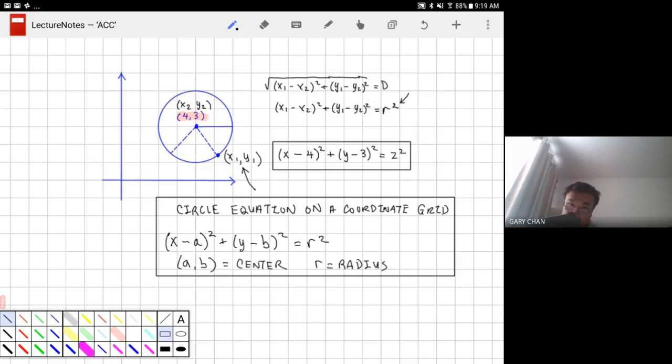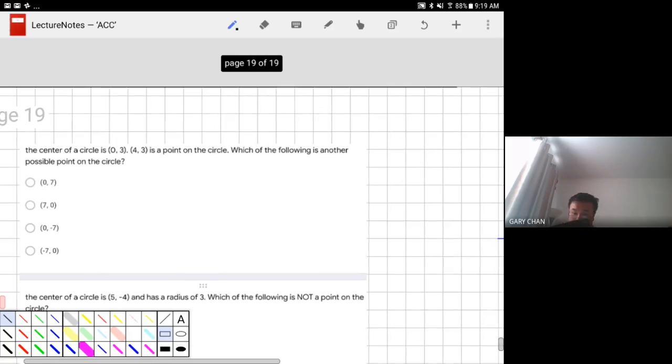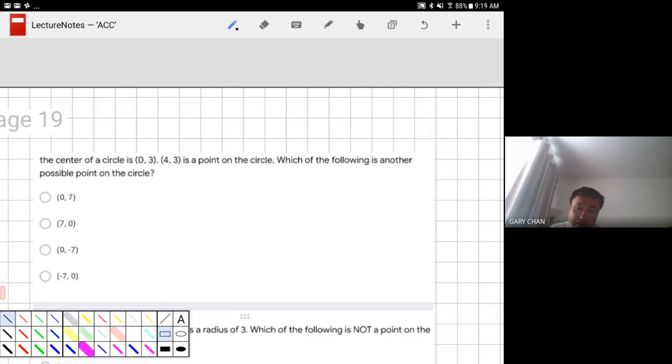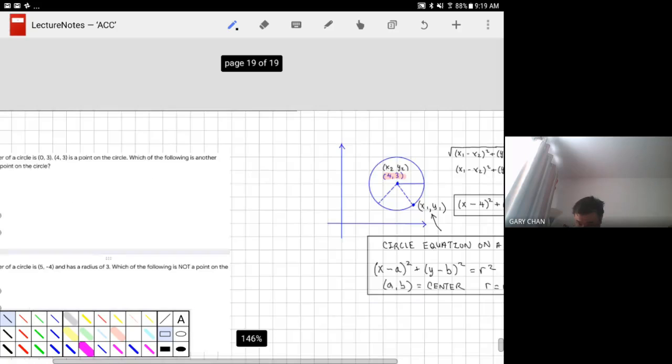All right, now that we have this understanding, let's take a look at some of the problems for today in this Google form here. Okay, so it says right now that the center of the circle is... Say that again, I'm sorry? Oh, I didn't finish writing down the notes. Okay, sure.